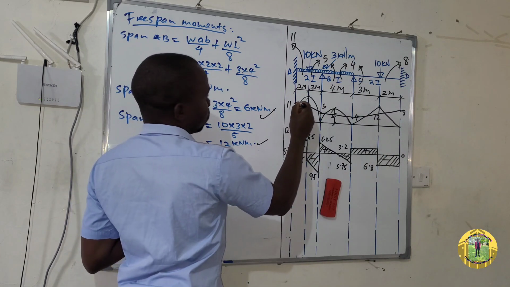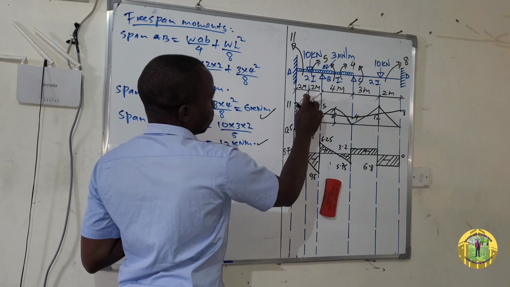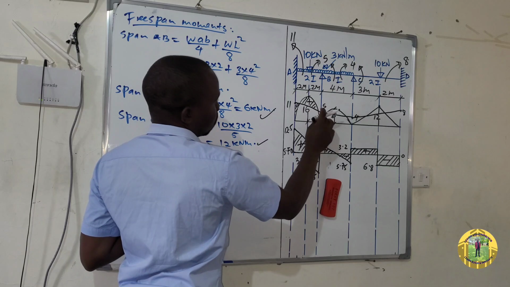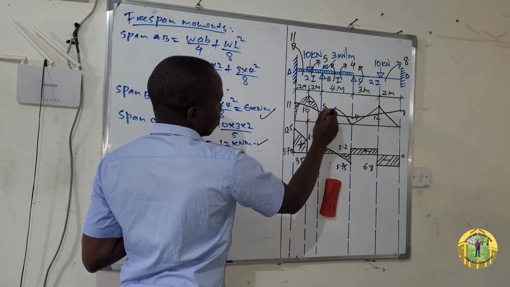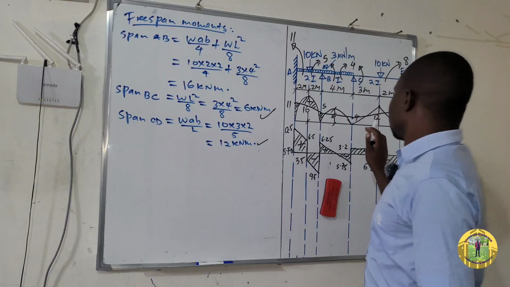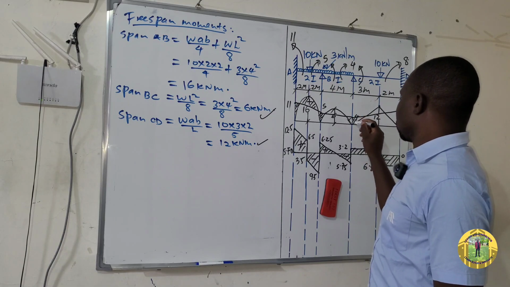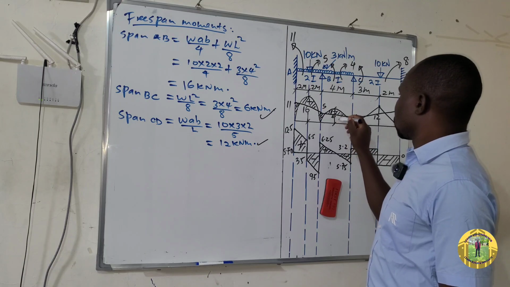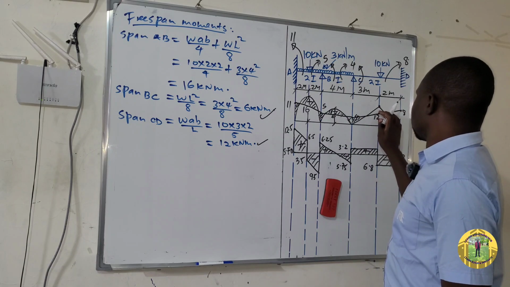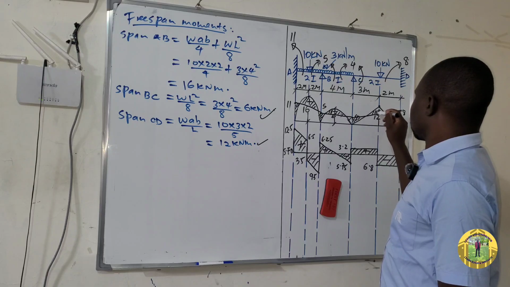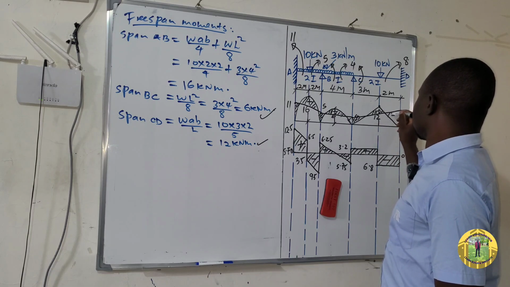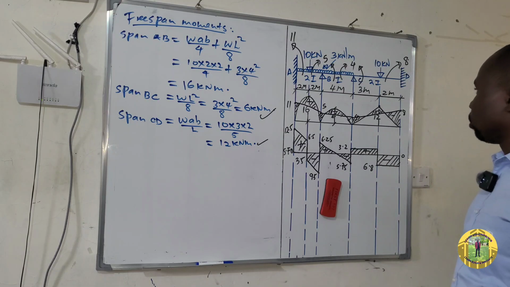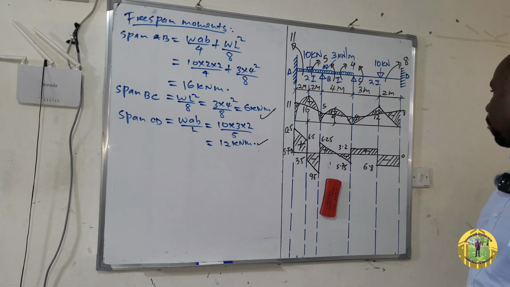So this one is negative, this one is positive, this one is negative, this one is negative, this one is positive, this one is positive, this one is negative. So that is the first approach, the best for exam, because it will save your time.